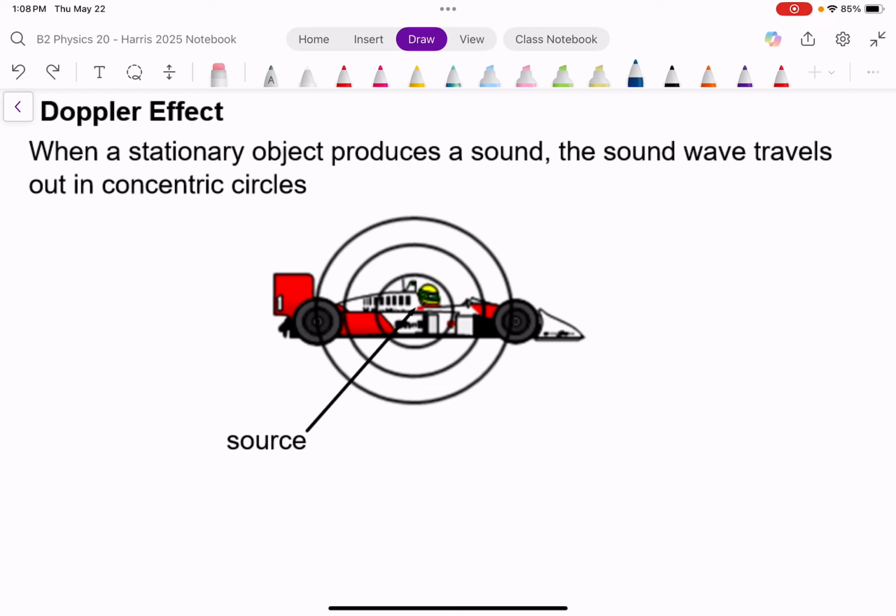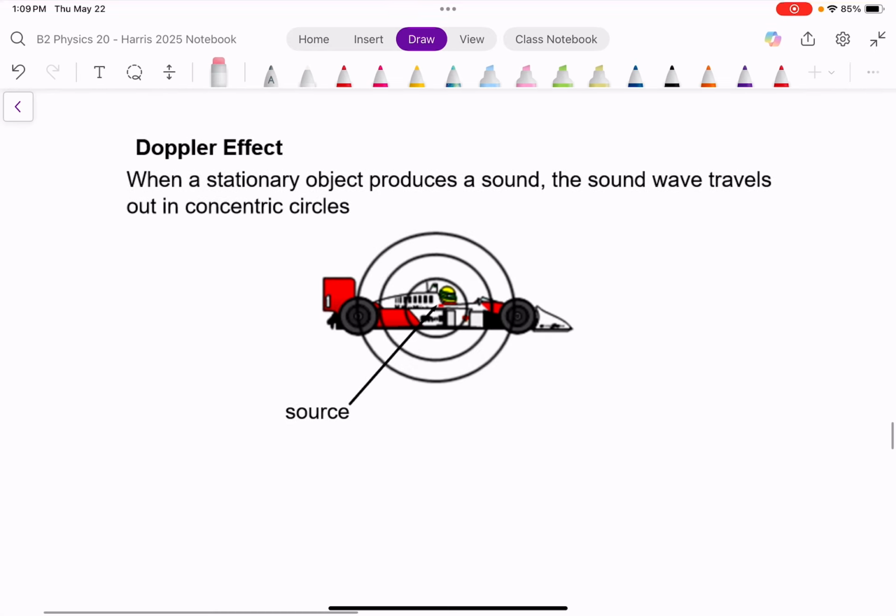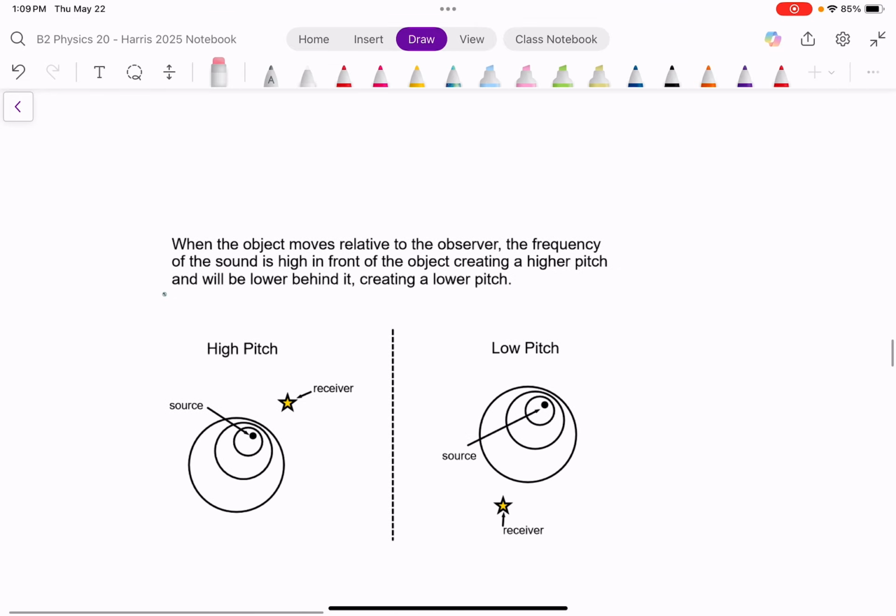So when a stationary object produces a sound, the sound wave travels in concentric circles. It moves in perfect circles. If I were standing here, any time I get a blip of the sound, any time it touches me, I'd hear it, and it would sound like a constant sound because they're not moving.